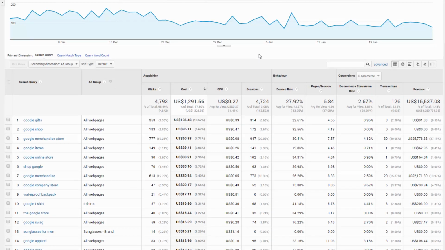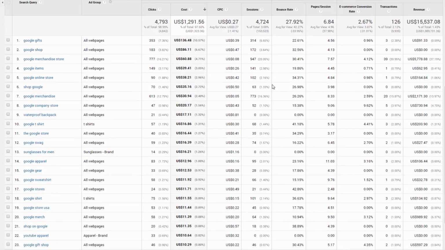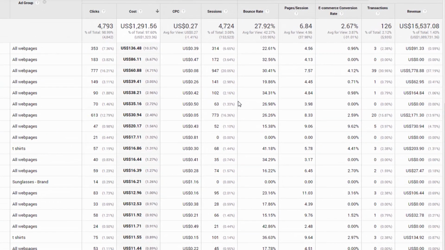So in this example, we're looking at query match type as the primary dimension. In a perfect world, we'd have an AdWords account made up of only exact match keywords. But as ever, our world is less than perfect, so at times we have to blend some phrase and broad into our strategy. This report is good because we can move away from looking at conversion rates and total conversions in AdWords.